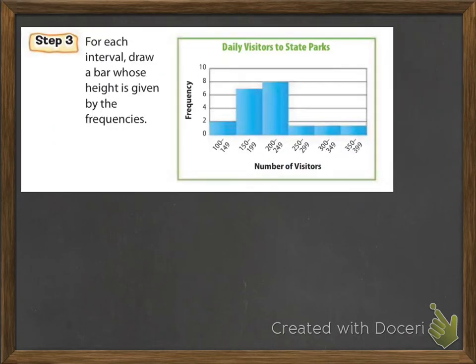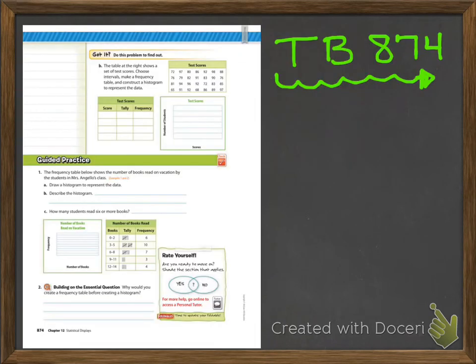And now for the last step of creating your histogram or constructing your histogram, for each interval you want to draw a bar whose height is given by the frequencies. So up here you can see the bar ends right here. You have the bar ending here, here, and then across here. Notice, remember, there are no spaces in the bars, so you want to make sure that there are no spaces for your bars. So now we're looking at textbook page 874. This is the Got It, so you're going to be trying this on your own.